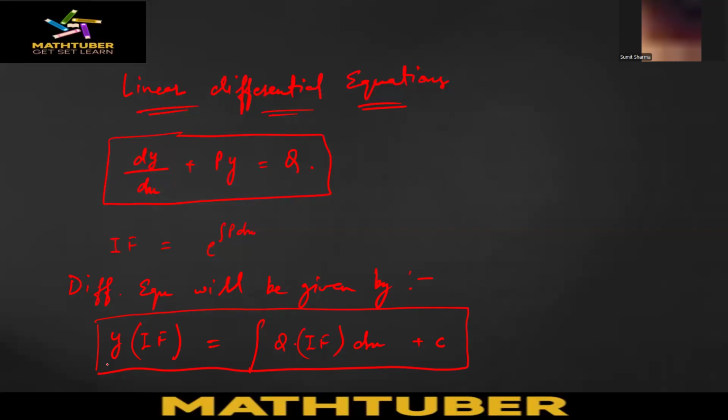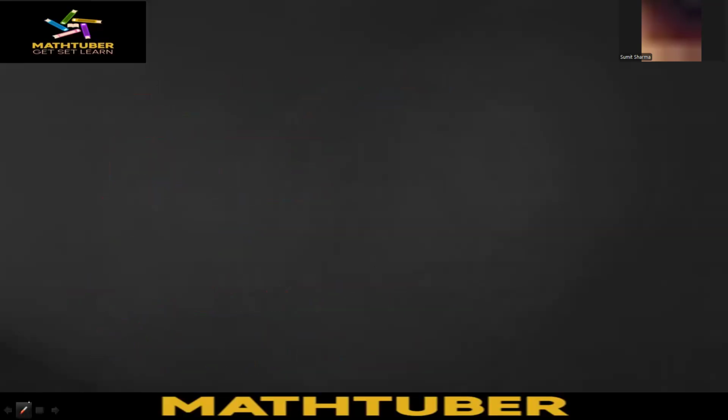Other than this, if the standard form of linear differential equation is in the form dx upon dy, right? So here it is dy by dx, but somehow if it is in the form dx upon dy, then in that case, the form will be dx upon dy plus p into x. Now the x and y will replace each other, right? Now p is the coefficient of x here, and q is the remaining term, and p and q will be in the form of y.